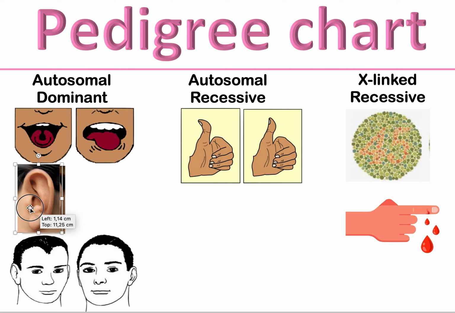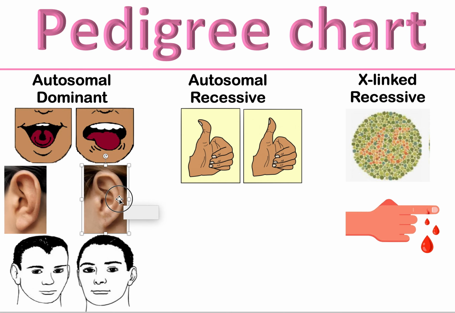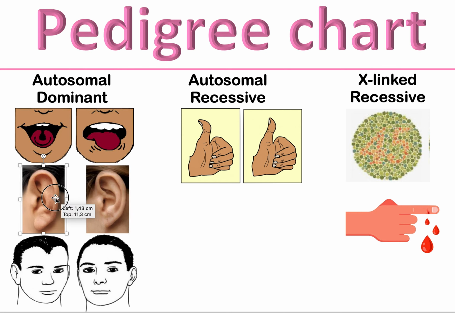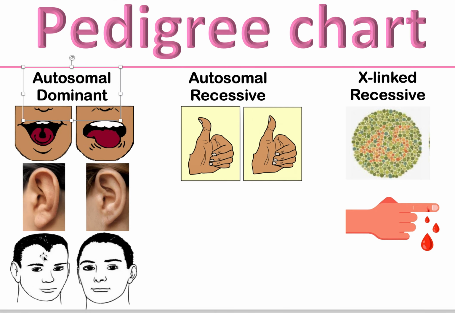Having your earlobe free, compared to attached, is also autosomal dominant. And having a widow's peak with hair, having this kind of shape of hair, which many people have, is also autosomal dominant. Okay? So all of these, and there are many more conditions. I'm just mentioning 3 interesting ones, okay?